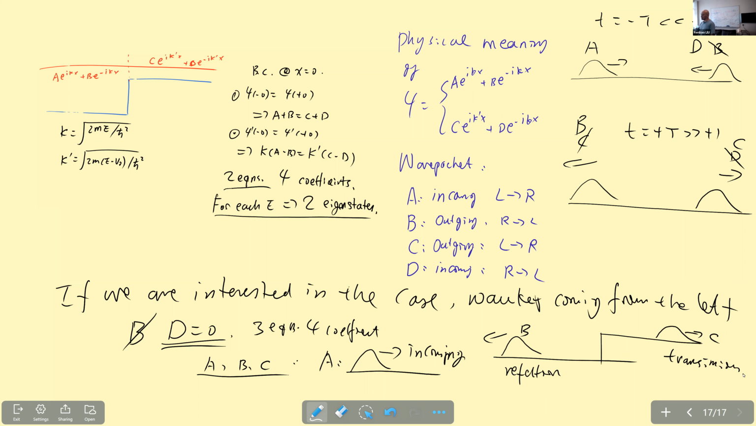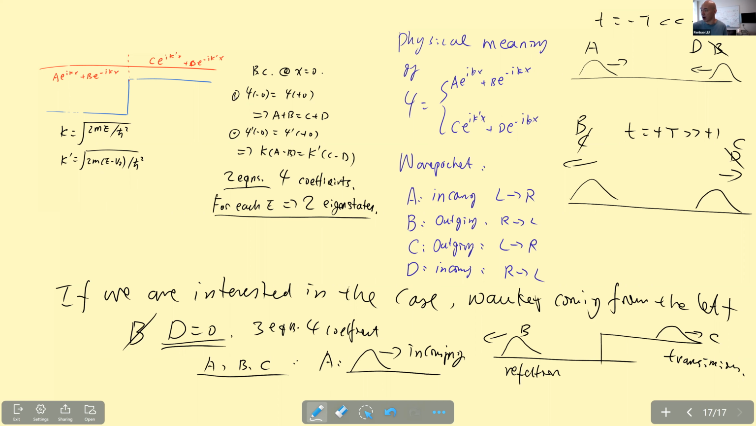Okay, so you can see that if you just set that initial D equal to 0, that means the wave packet is coming only from the left. You still find a solution, if the energy is above this barrier. This way you can actually obtain the refraction amplitude and the transmission amplitude. That's something we can obtain just by using these conditions.